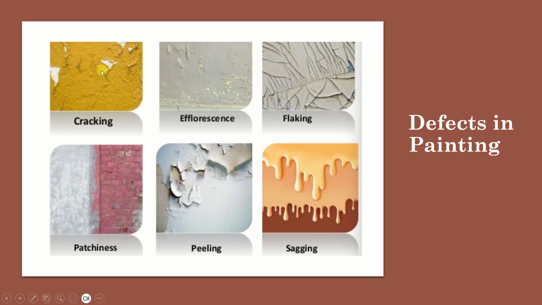Cracking, if you see the flakes of paint are being removed in a paint, just cracking here. Flaking is the sequence of cracking. Flakes will be removed off automatically. So efflorescence due to presence of salts, you can see the colored patches over here. Patchiness, patches due to improper painting, as a peeling. The removal of paint surface is a sagging.